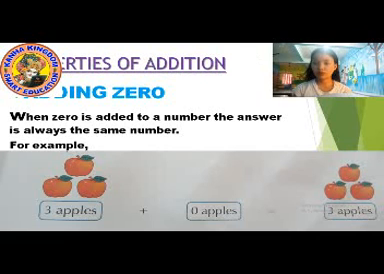Together, Rohit and Anjali have 30 cupcakes. Properties of addition. The first property of addition is adding 0. When 0 is added to a number, the answer is always the same number. For example, look at the picture on the screen, dear student. 3 apples plus 0 apples is equal to 3. How? Because when 0 is added to a number, the answer is always the same number. That means 3 apples plus 0 equals 3 apples, right?